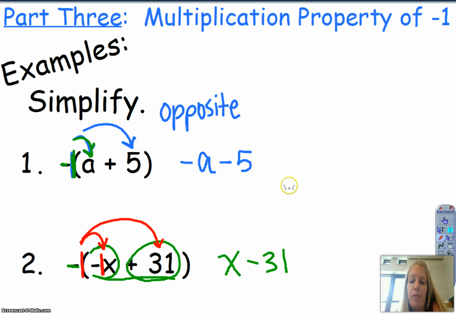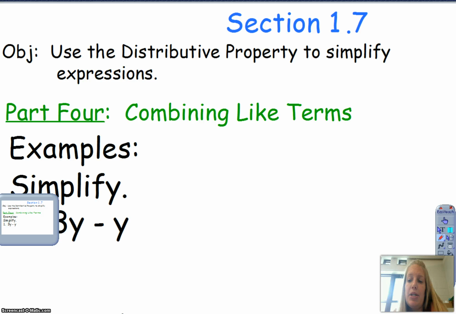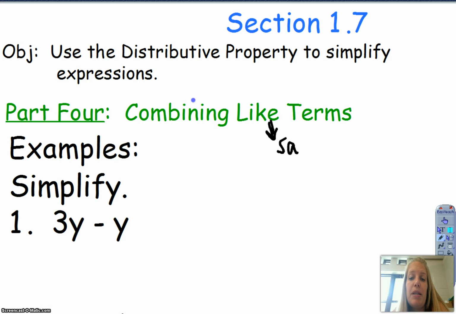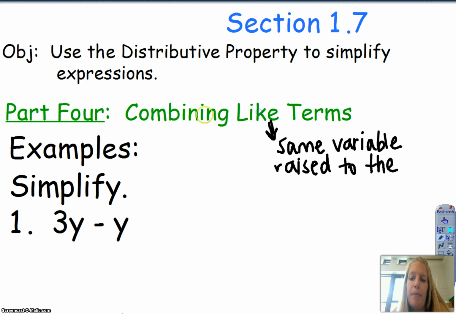All right, last part is part 4. Part 4 is combining like terms. And this should be a topic that you covered last year. But combining like terms, you're looking to make sure that they have the same variable in order for them to be like terms, or friends. Same variable raised to the same exponent.